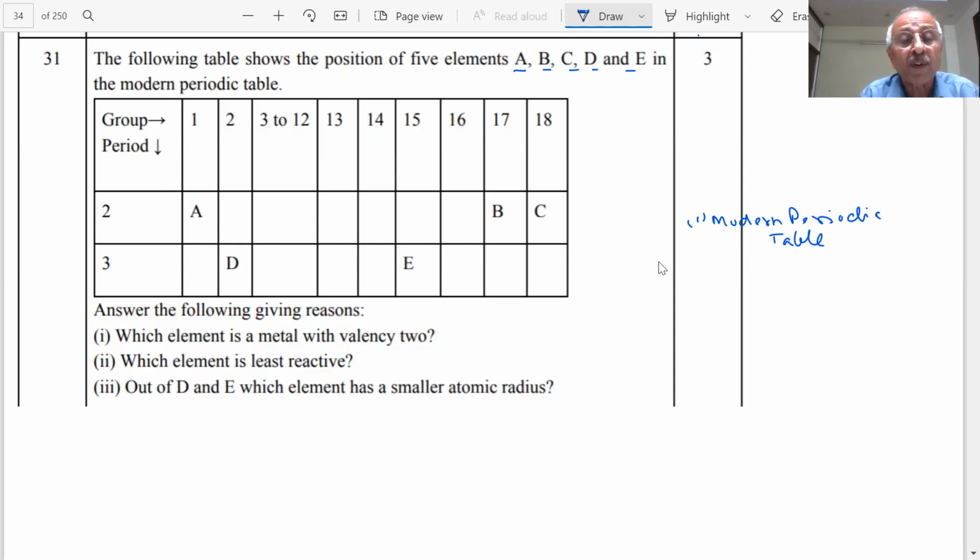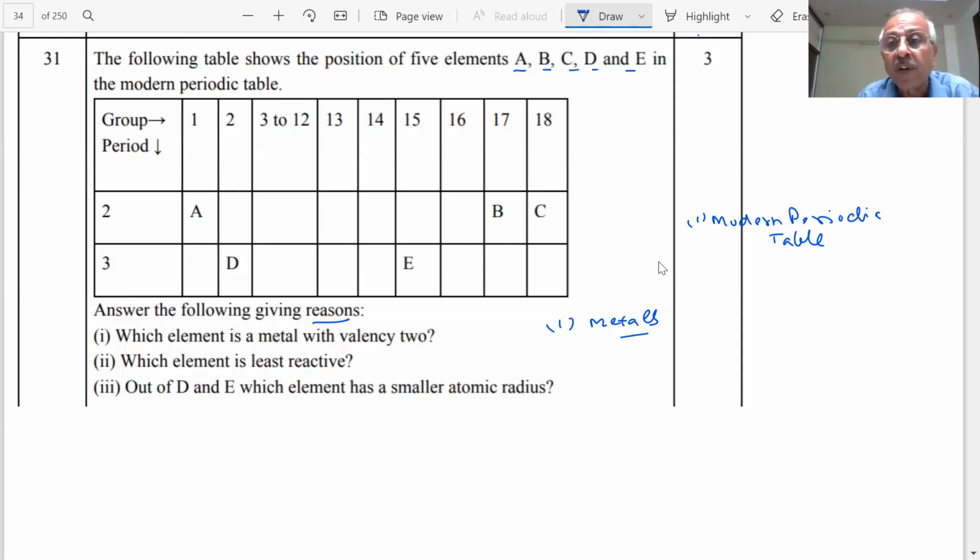Now, the question before us: answer the following, giving reasons. Read the question very carefully. Which element is a metal with valency 2? You know that on the left-hand side of the periodic table you have metals. What are metals? They can lose electrons; metals are electropositive. So which element is a metal?